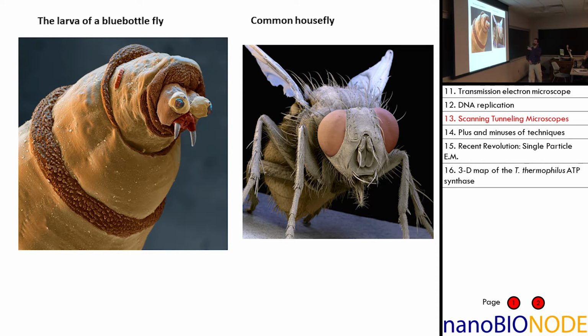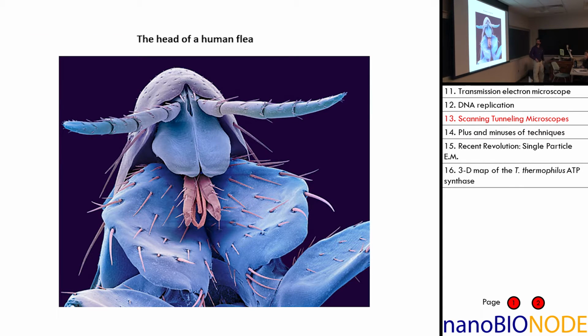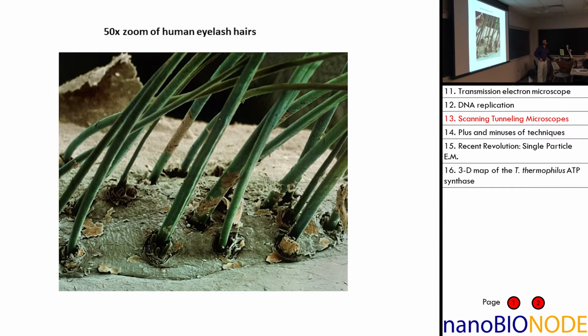That's terrifying. Yeah. This is a fly. This is a croissant with little baby fangs. That's amazing. The head of a human flea. The croissant looked like paper mache. This is a human eyelash. Somehow making it green. I don't know. Beautiful.